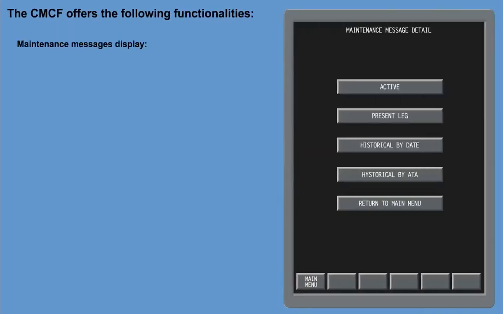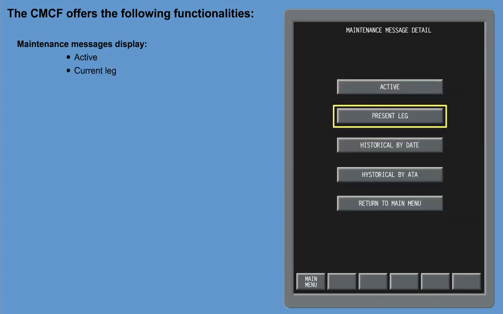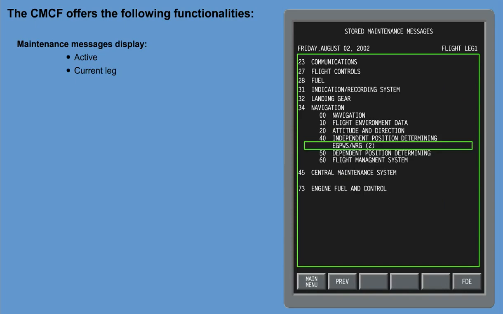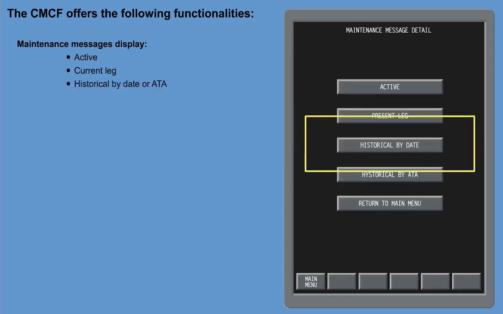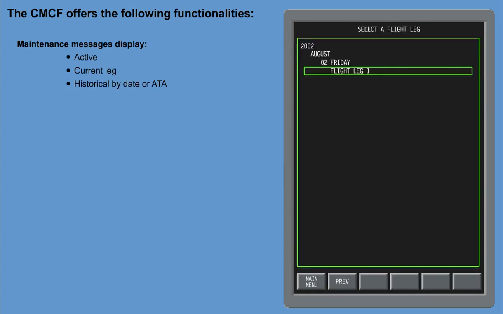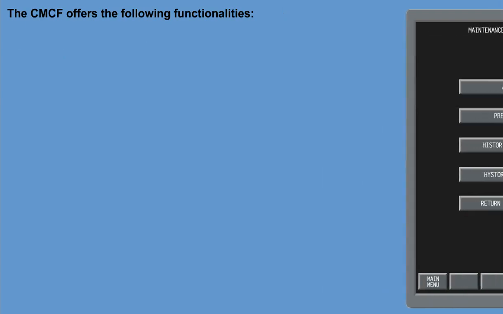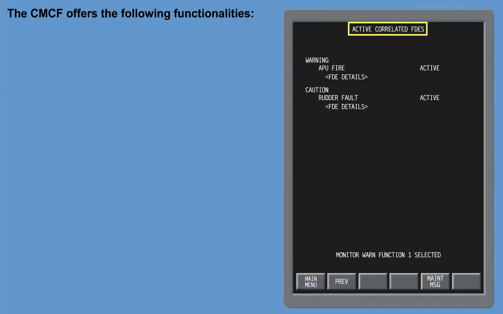Maintenance messages display. Active: the active maintenance message display includes all fault messages reported in real time during access. Current leg: all maintenance messages that occurred during the last flight leg flown. Historical by date or ATA: all stored maintenance messages, whether they are active or inactive, displayed and sorted by either ATA chapter or date. CAS message correlation: for every ICAS message with an associated maintenance action, there is a corresponding maintenance message.